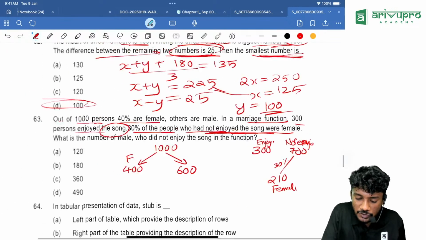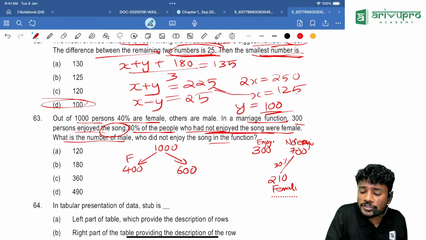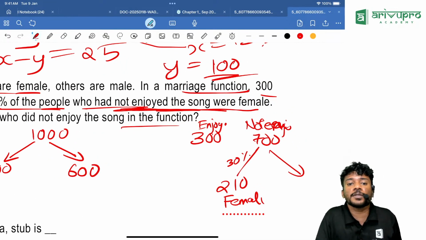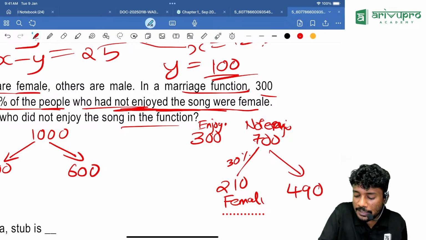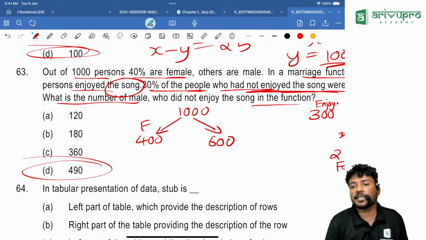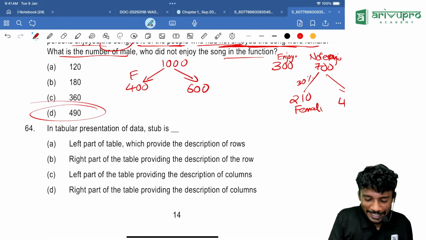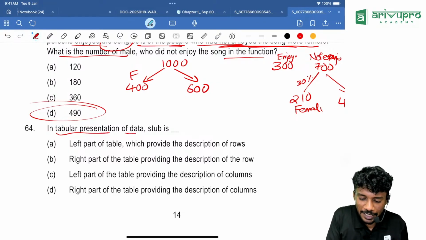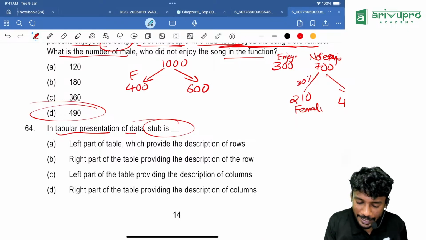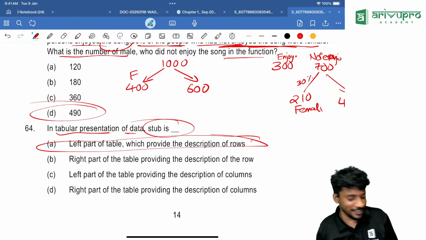Now what are they asking? What is the number of male who did not enjoy the song? How much is remaining? 700 minus 210. How much is it? 490 are male. Answer is what? Option D. Now, one of the most repeated questions: in a tabular presentation of data, stub is what? Left part of the table providing description of rows. Option A is our answer.